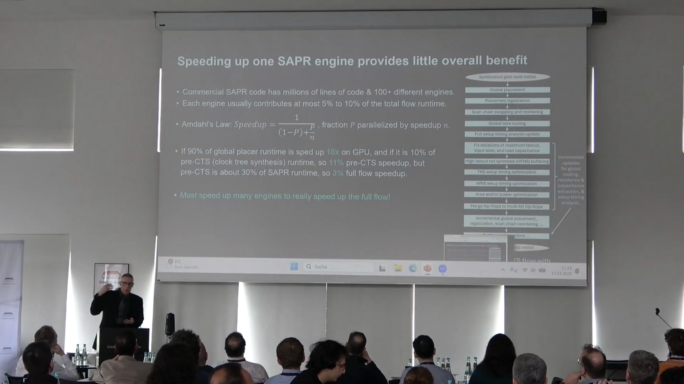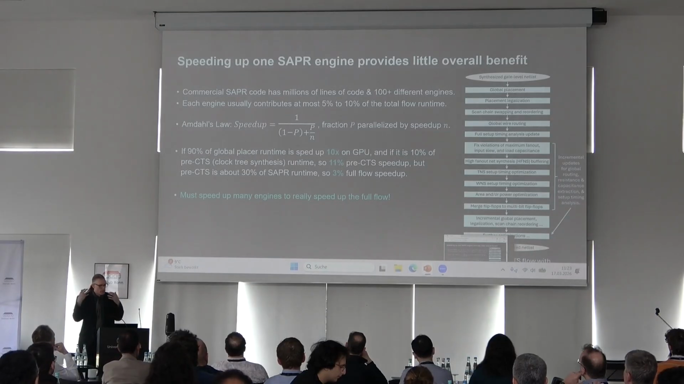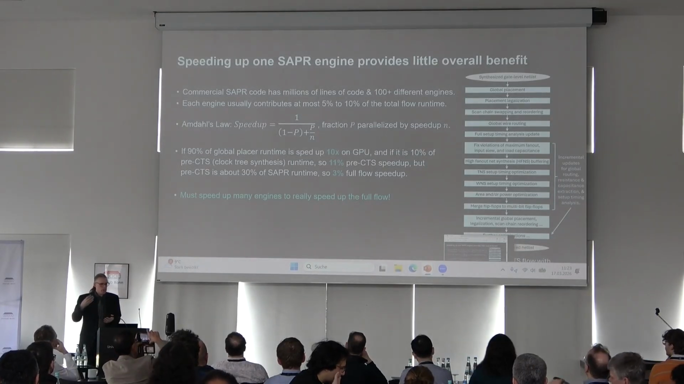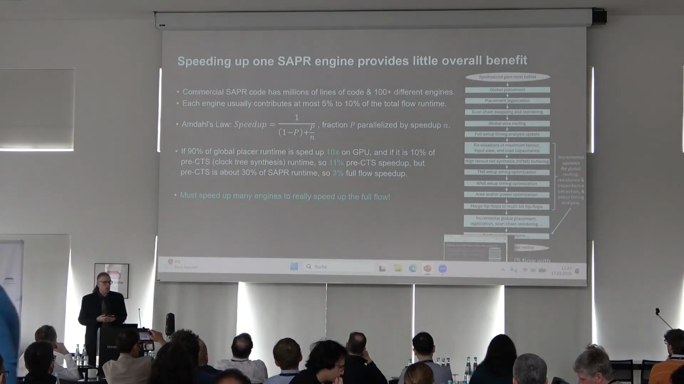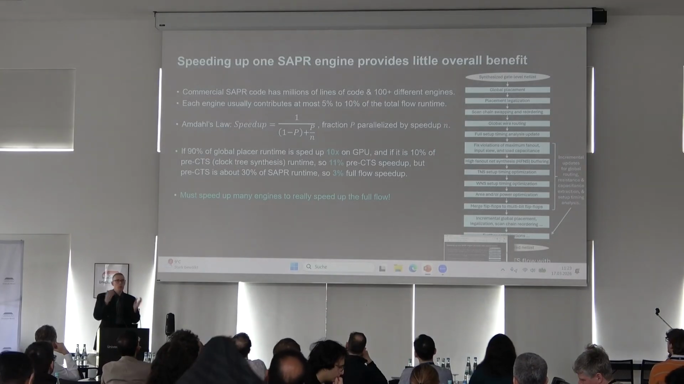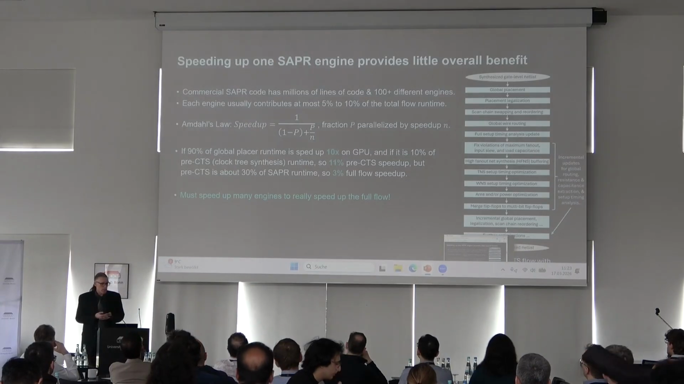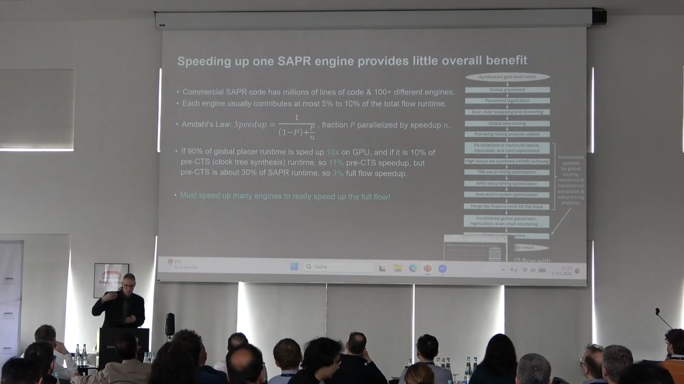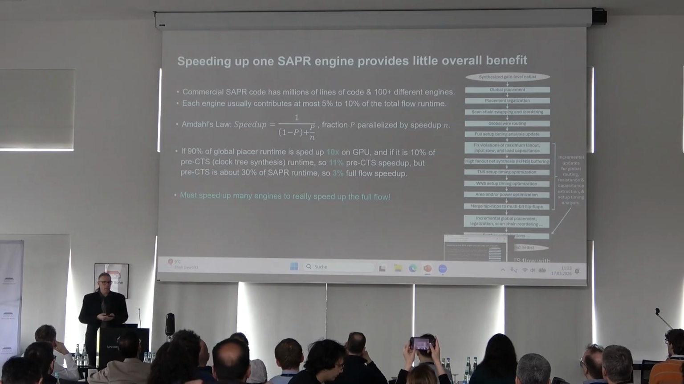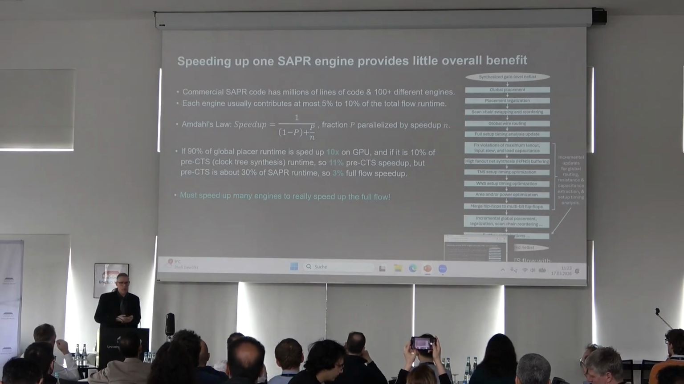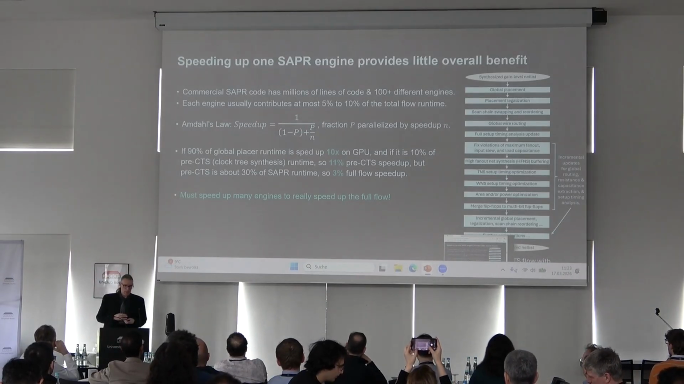Speeding up just one engine in the flow is not enough. The flow has hundreds of different engines, and we struggle to get a good speed up as we make improvements because of Amdahl's law. So let's take an example. Let's take global placement. Global placement may take on the order of 10% of runtime in pre-CTS, in the flow before clock tree synthesis. And then let's say we can speed up 90% of that global placement runtime by a factor of 10 because it's already quite multi-threaded. Well, if we do that, we get 11% speed up at best in pre-CTS by speeding up the global placement.